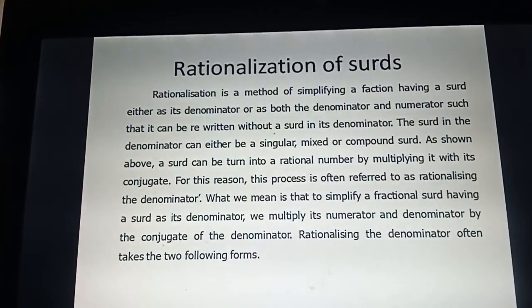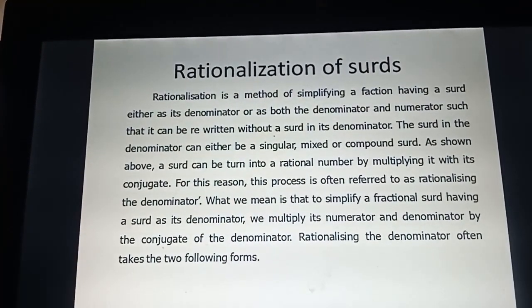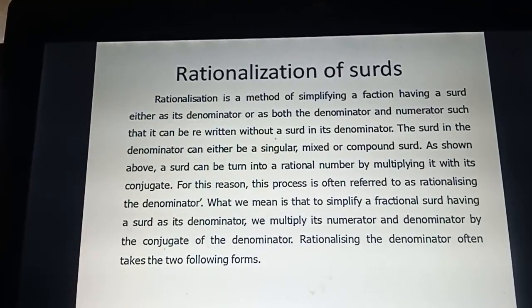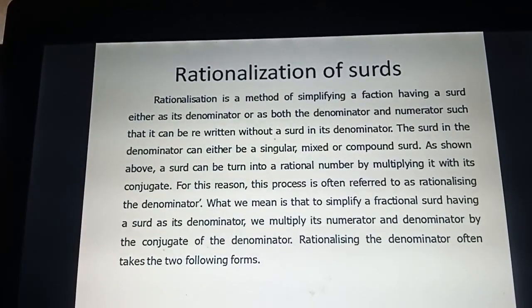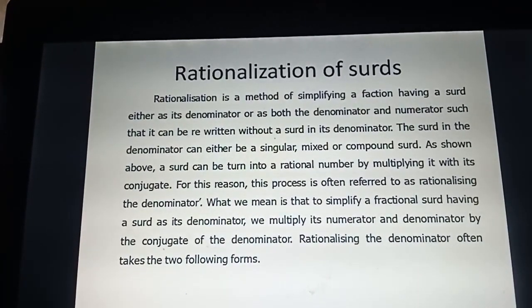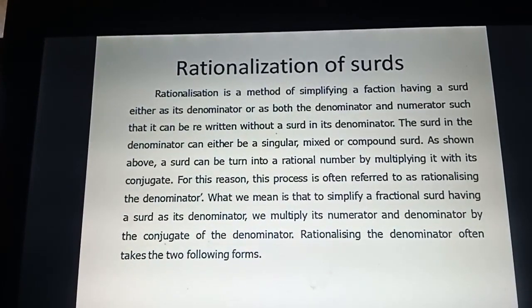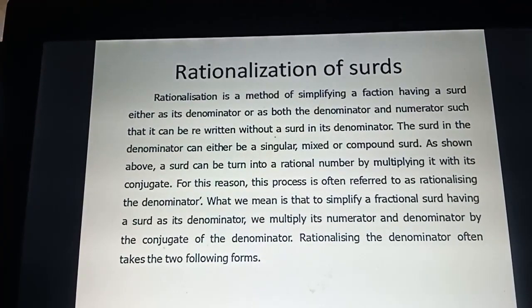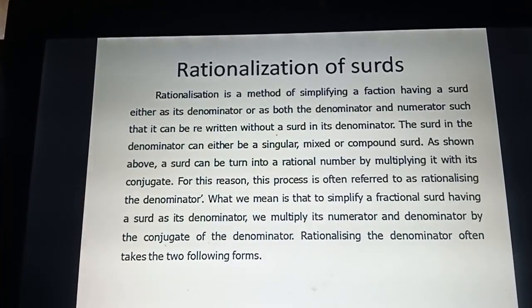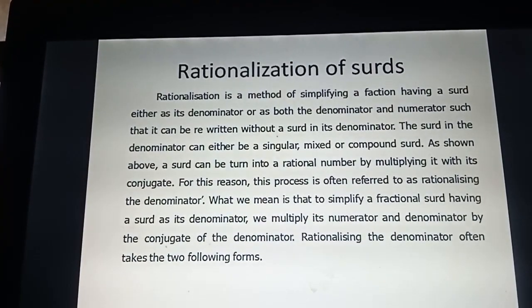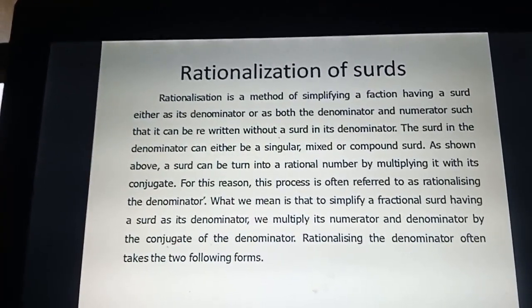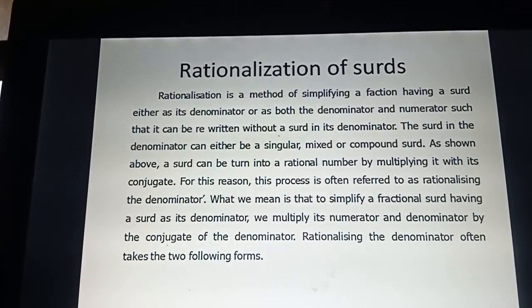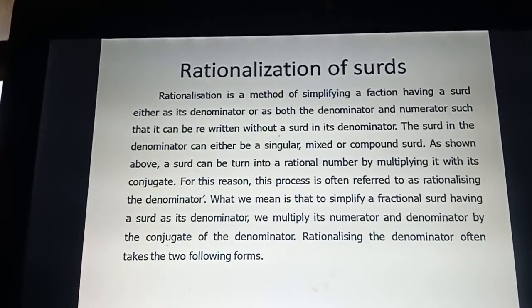A surd can be turned into a rational number by multiplying it with its conjugate. For this reason, this process is often referred to as rationalizing the denominator. You know what the denominator is? When you say 2 over 3, then that 3 is the denominator. The 2 is the numerator. What we mean is that to simplify a fraction having a surd as a denominator, we multiply both the numerator and denominator by the conjugate of the denominator. You will see the examples below.